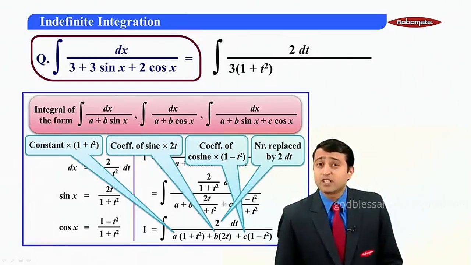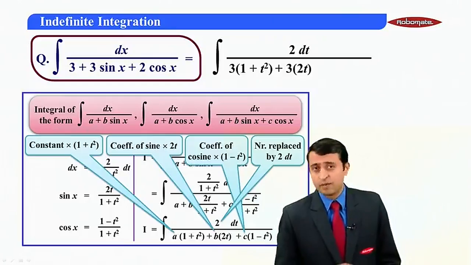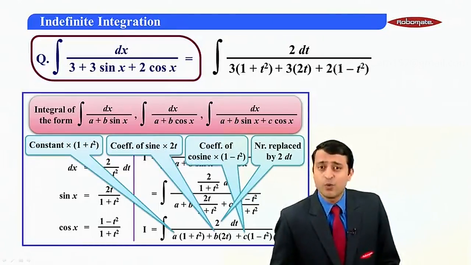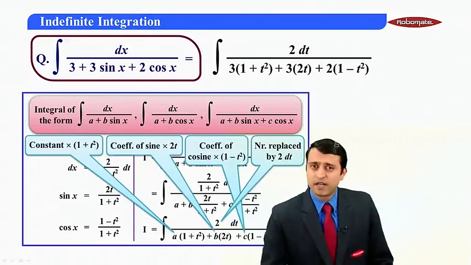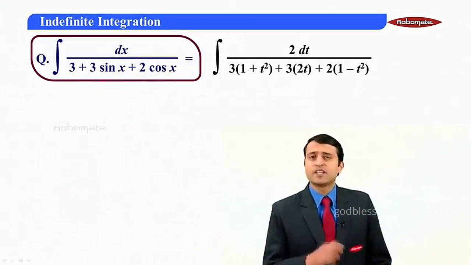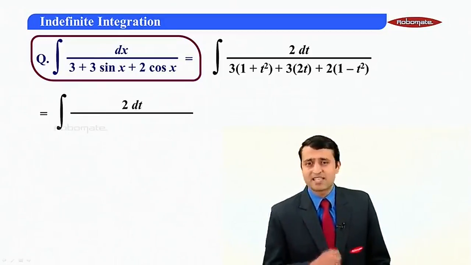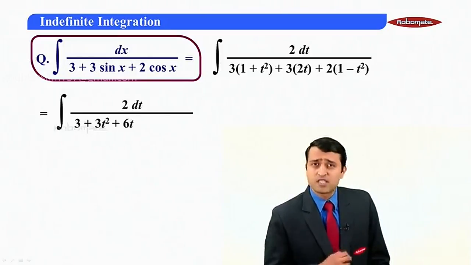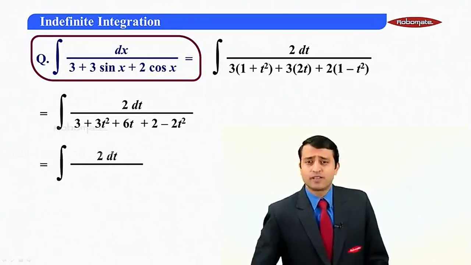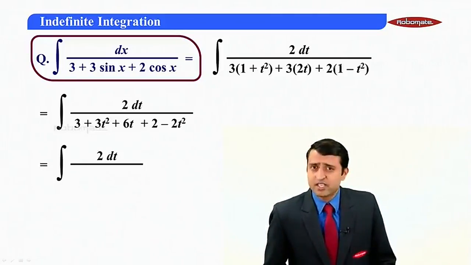The sine term with 2t, so 3 into 2t. And the cosine term with 1 minus t square. So plus 2 into 1 minus t square. So you may see students, we directly come to half the part of the sum. Now after this it is simple, we have to just open the brackets. So the 2 in the numerator remains as it is. If I open the brackets, I get 3 plus 3t square plus 6t plus 2 minus 2t square. Correct my dear students? Now 3t square minus 2t square. So can I say t square plus 6t plus 5.